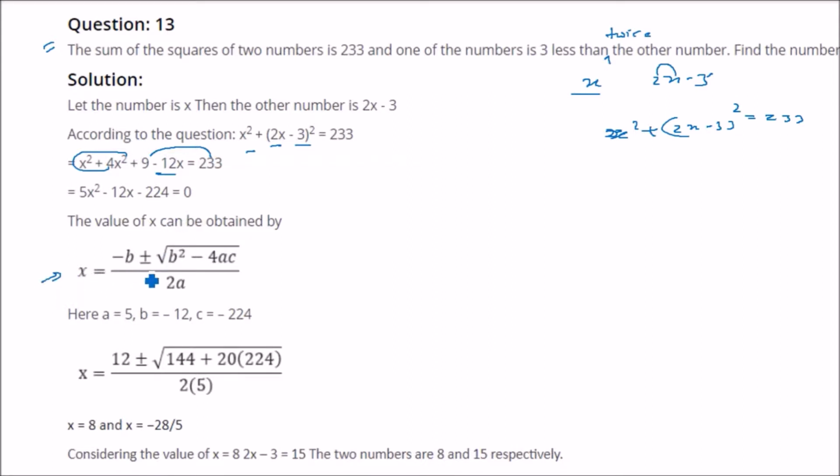Now we'll use the Sridharacharya formula, x equal to minus b plus minus under root b square minus 4ac by 2a. A is 5, b is minus 12 and c is minus 224. So you get x equal to 8 and x equal to minus 28 by 5. So one number is x equal to 8, we'll take this one only. So x equal to 8, what will be the other number? 2x minus 3. 2 into 8 minus 3, 2 eights are 16, 16 minus 3 is 13. So one is 8 and the other is 13.